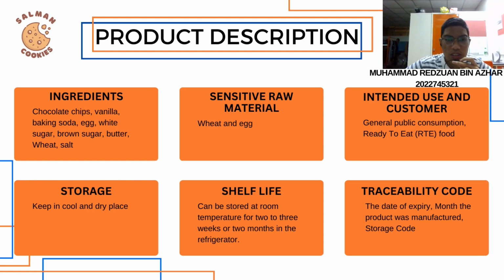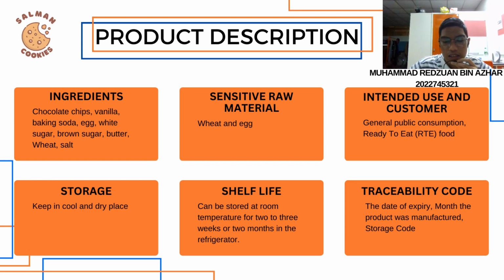Next, for storage, we can keep it in a cool and dry place. For the shelf life, our cookies can be stored at room temperature for 2 to 3 weeks, or 2 months in the refrigerator. Cookies also retain their quality when stored in the freezer for 8 to 12 months.